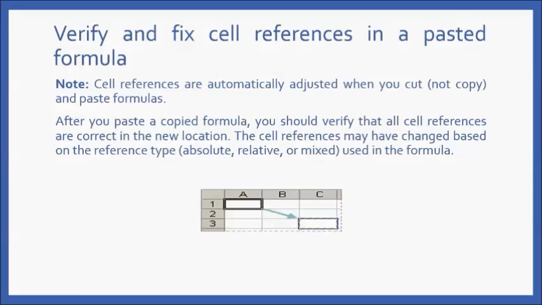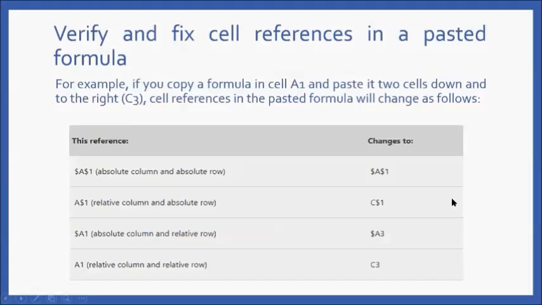Cell references are automatically adjusted when you cut, not copy, and paste formulas. After you paste a copied formula, you should verify that all cell references are correct in the new location. The cell references may have changed based on the reference type, absolute, relative, or mixed, used in the formula. For example, if you copy a formula in cell A1 and paste it 2 cells down and 2 cells to the right, C3, cell references in the pasted formula will change as follows.